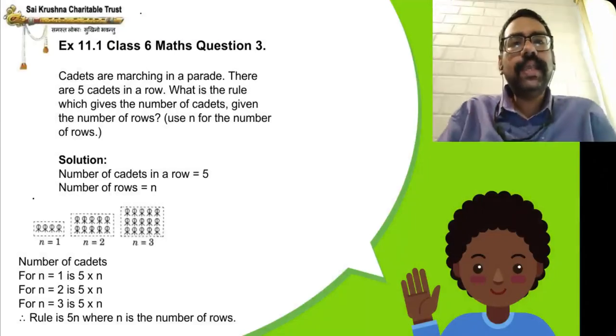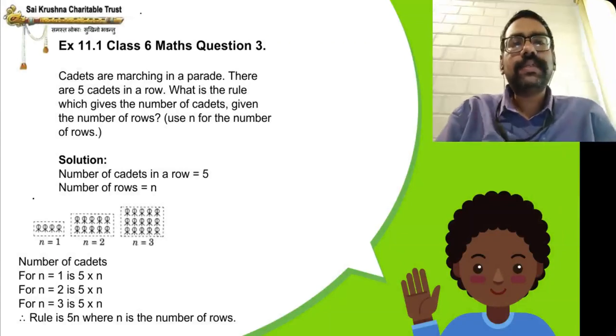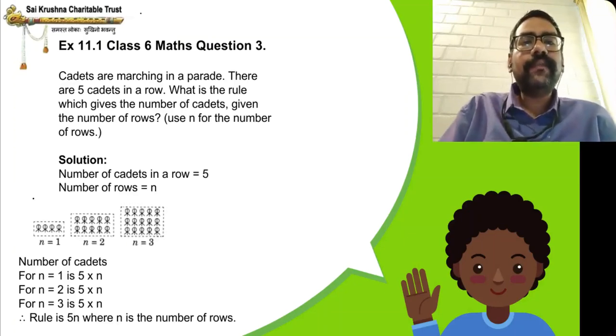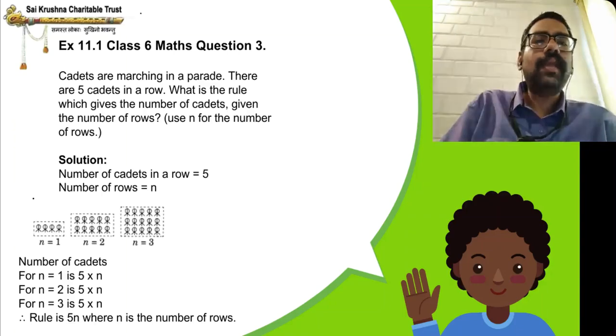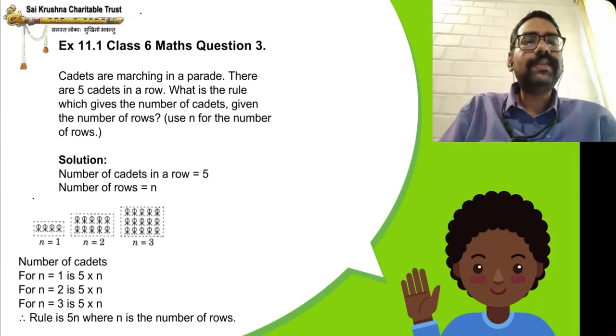Cadets are marching in a parade. There are 5 cadets in a row. What is the rule which gives the number of cadets, given the number of rows? Use n for the number of rows. The number of cadets in a row is 5. For one row, 5 into 1, 5. For n equal to 2, or 2 rows, 5 into 2, 10. For n equal to 3, 3 rows, 5 in each row means 5 into 3. The rule is 5n, where n is the number of rows.